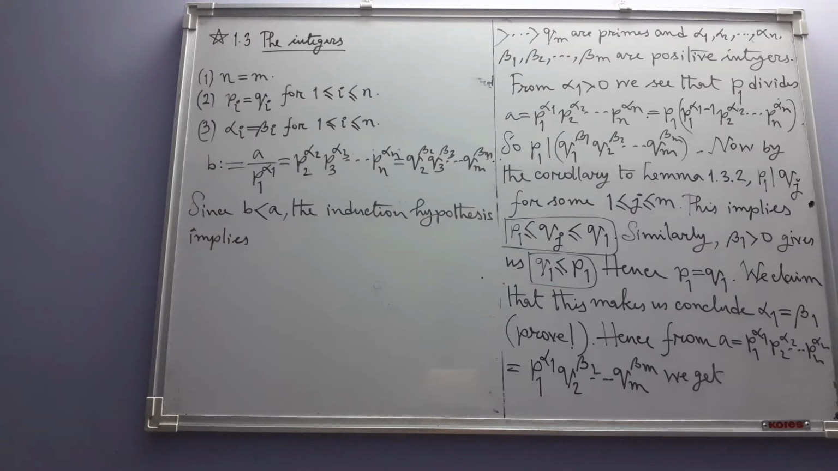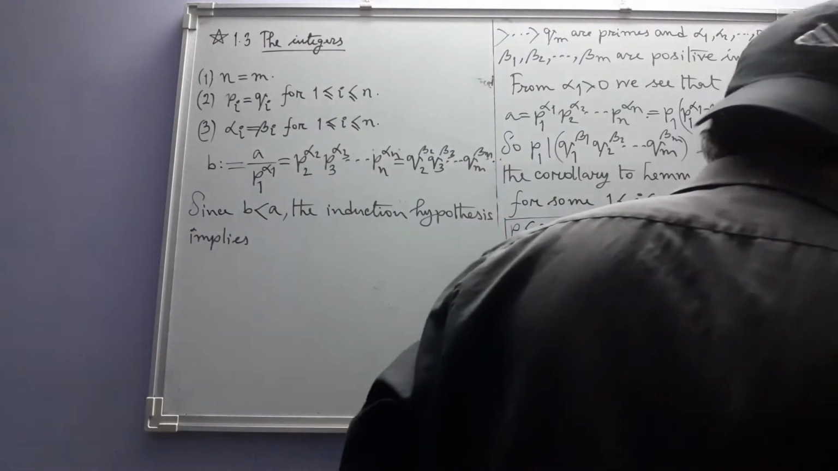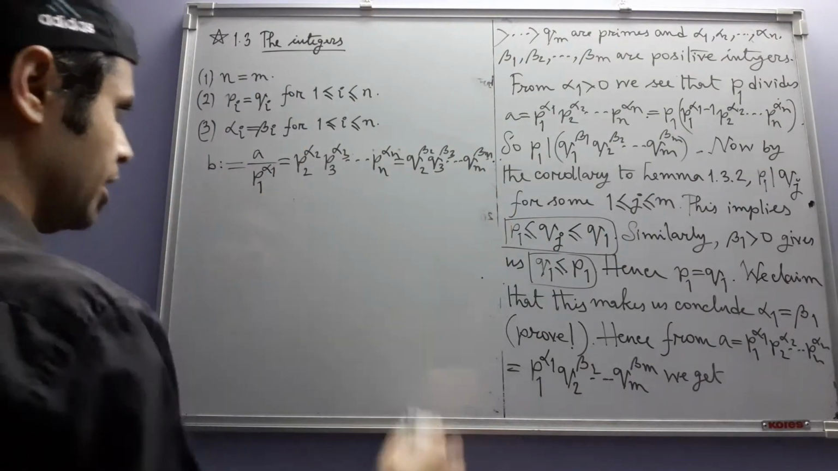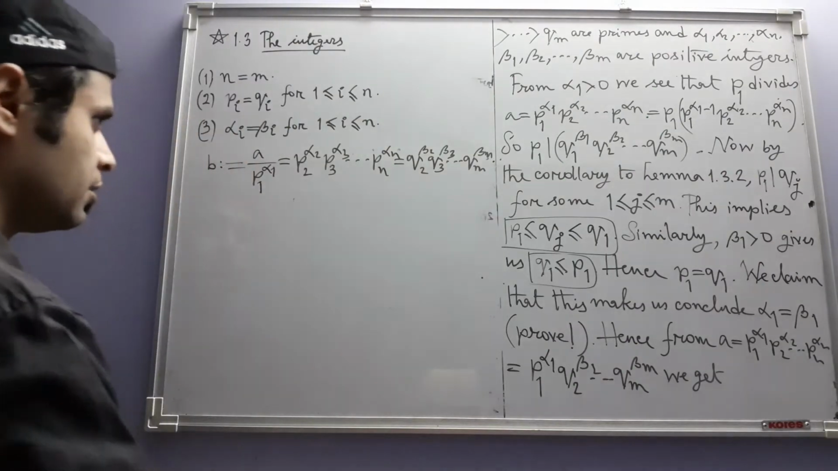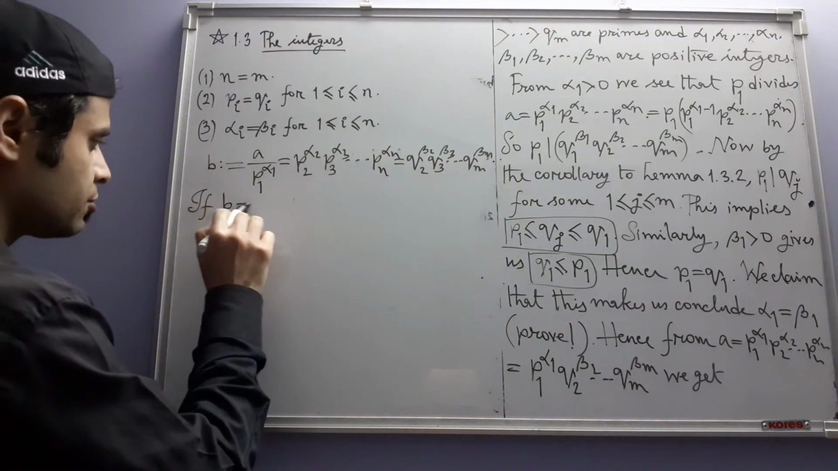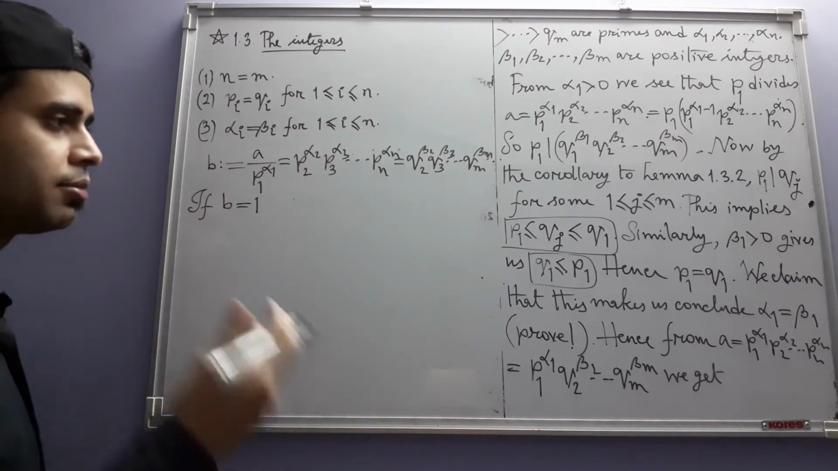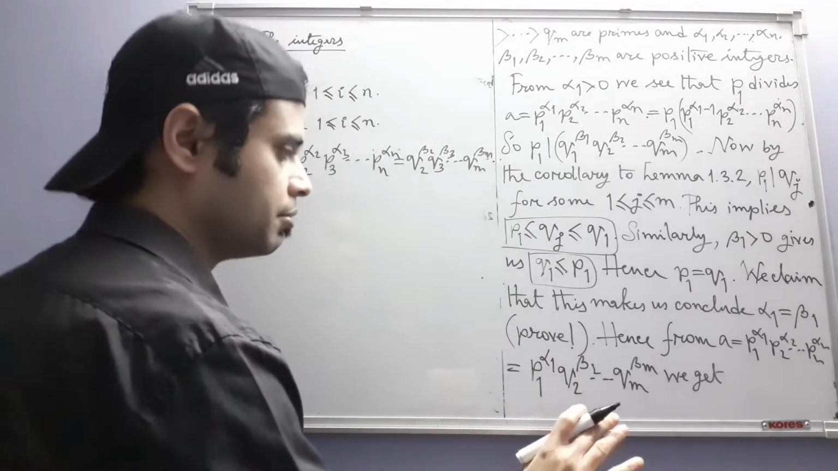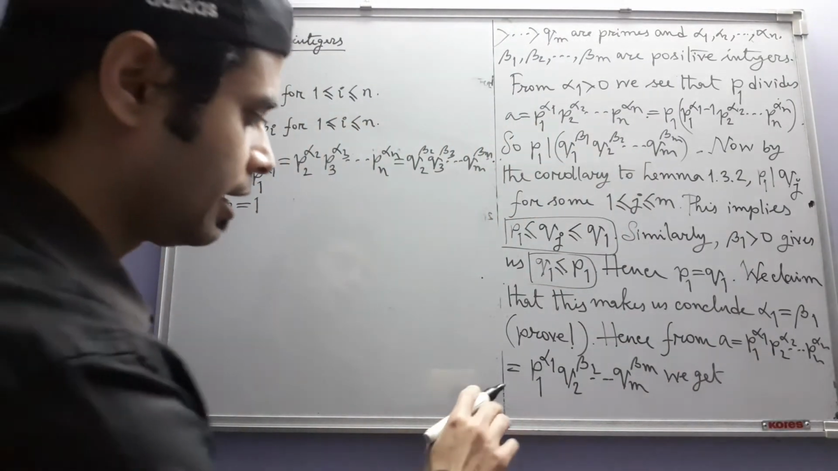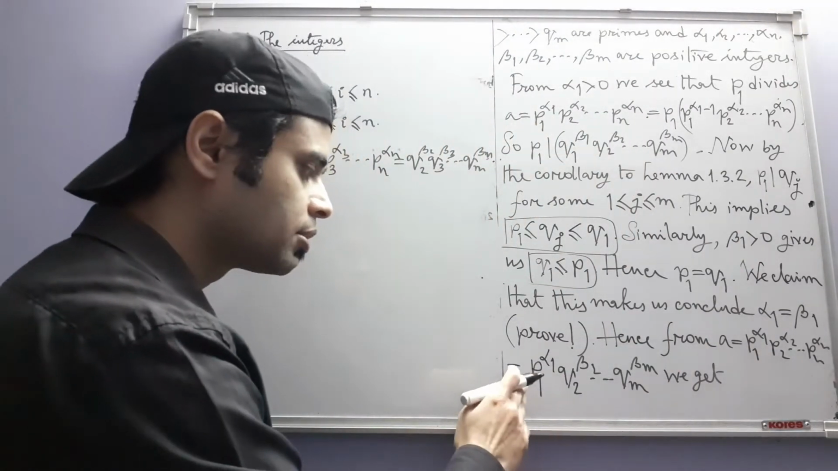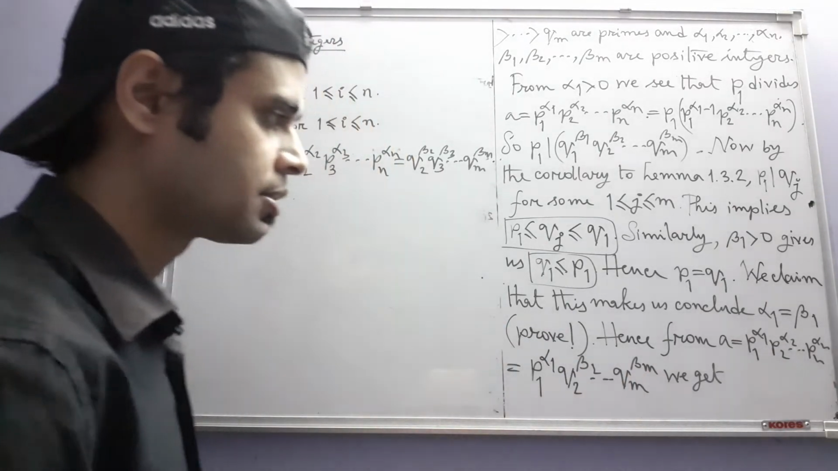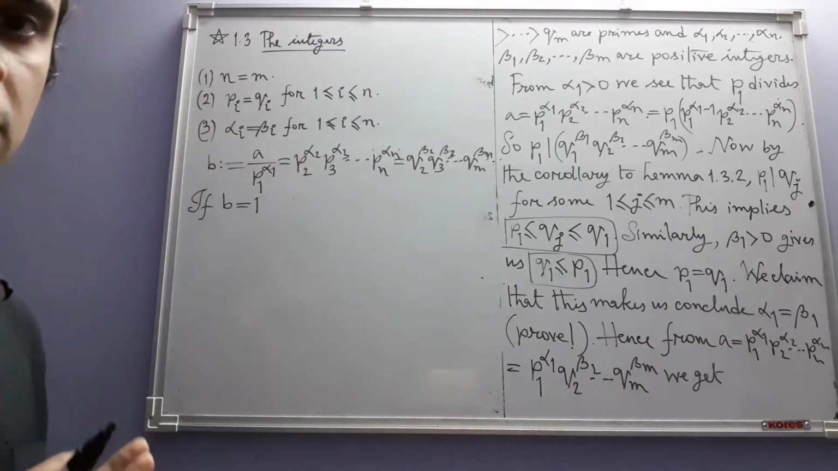Okay, but there is one more thing I should write before going to this. If B happens to be equal to 1, say after, A is equal to P1 to the power alpha 1 and which is also equal to Q1 to the power beta 1, which are equal, but there is nothing else. Both n and m turn out to be equal to 1.